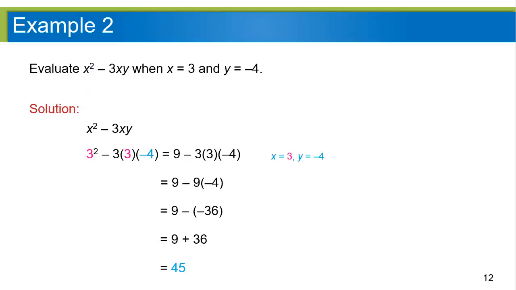All right, one last example. X squared minus 3xy, we plug in x equals 3, y equals -4. Again, remember your order of operations. You square the 3, that gives you a 9. Then you do the multiplication, 3 times 3 is 9. 9 times -4 is -36. So you get 9 minus the -36. When you subtract a negative, it becomes adding a positive, and you get a final answer of 45. Okay, so that just should be a quick, easy introduction into working with these variable expressions.